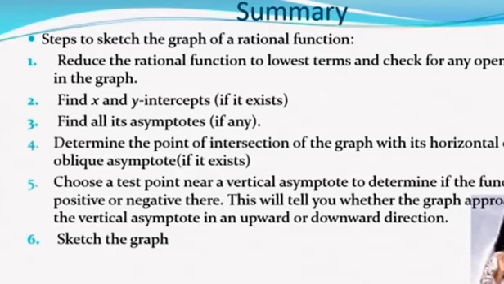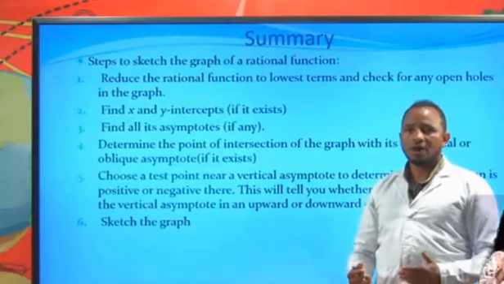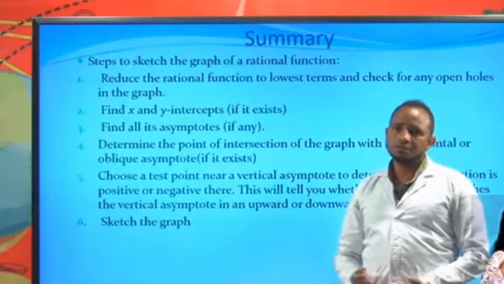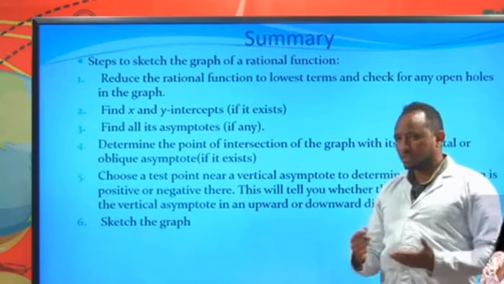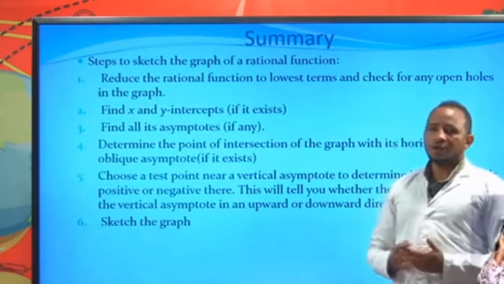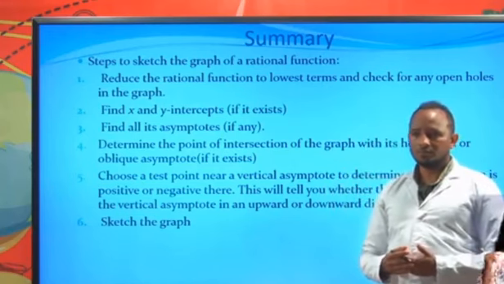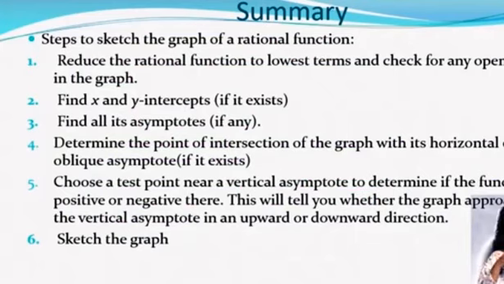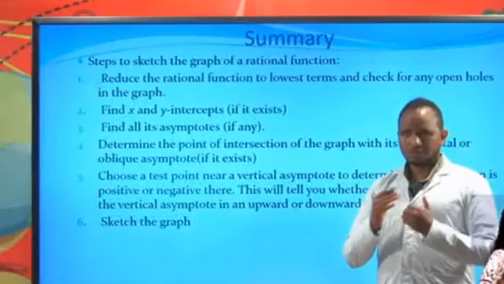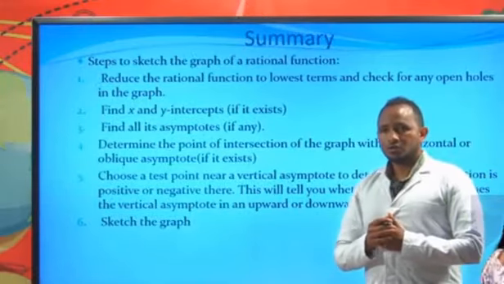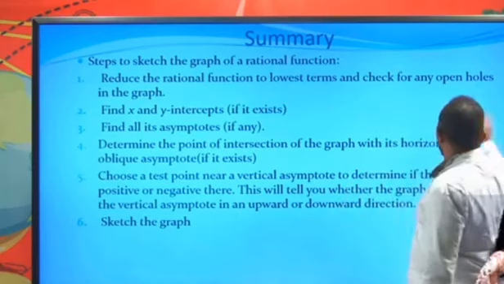Reduce to lowest terms and check for any open holes in the graph. After that, find the x and y intercepts if they exist, and find all its asymptotes. After that, determine the point of intersection of the graph with the horizontal or oblique asymptote. Finally, choose a test point near the vertical asymptote to see the behavior of the graph near that point, whether it's upward or downward. After that, sketch the graph. So this is all about today's lesson.